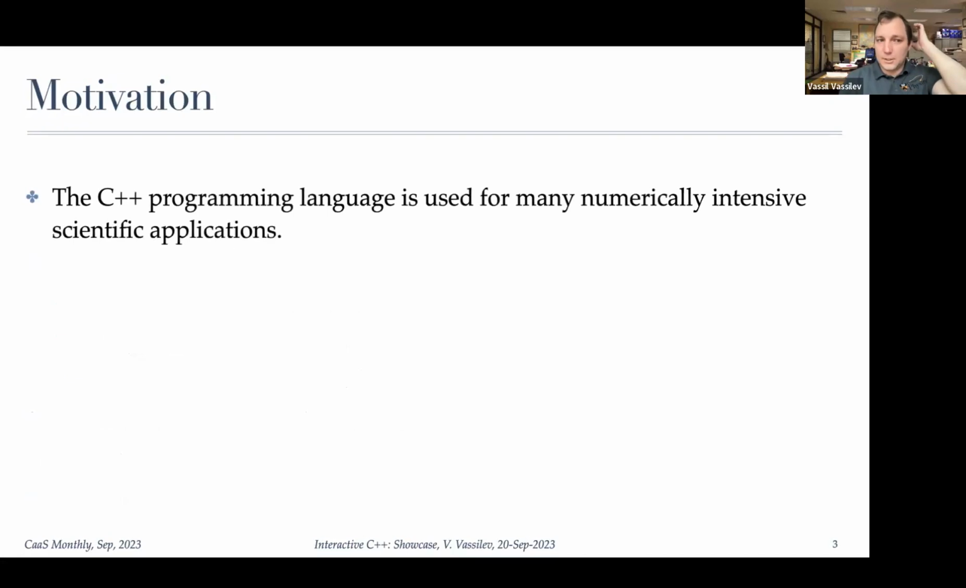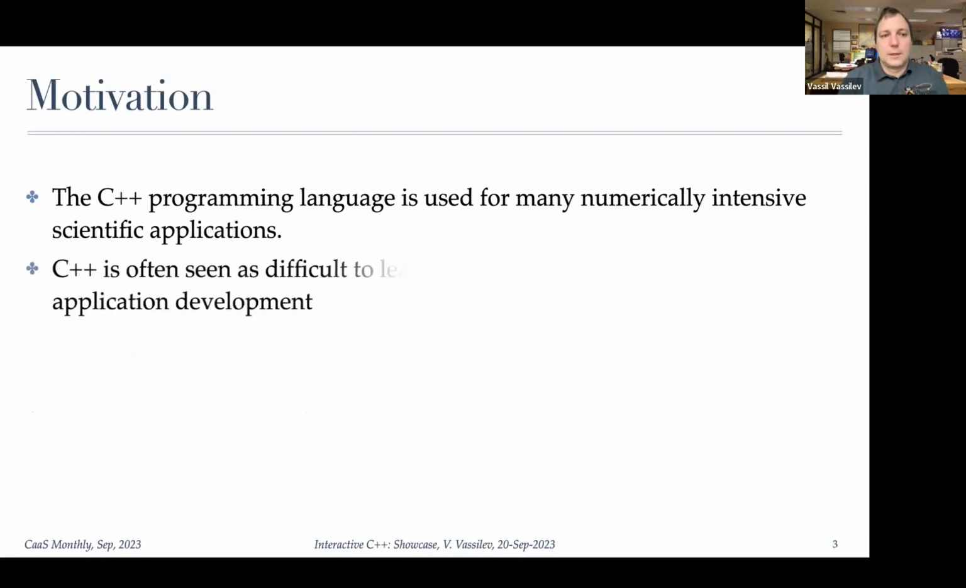So for motivation, C++ is one of the programming languages that's used for numerically intensive scientific applications, especially the ones that need to go to exascale. There is practically no other choice. However, C++ is often seen as difficult to learn and inconsistent with rapid application development. That is where you want to just type something real quick, see how it goes, and then iterate.